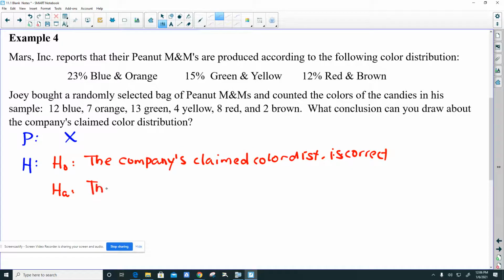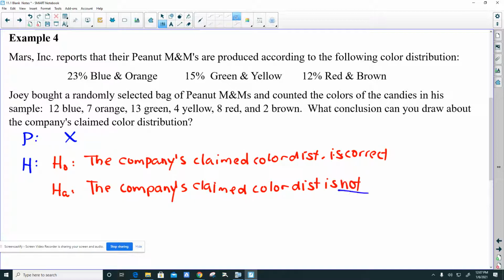And then our alternative is that the company's claimed color distribution is not correct. Also going to just state that our alpha level will be 0.05. I'm going to make a little chart over here for observed and expected.